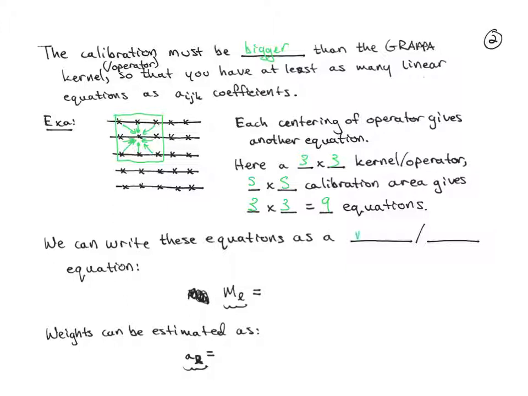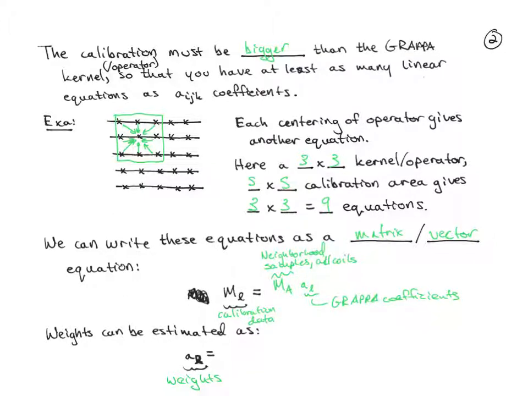We can write these equations as a matrix-vector equation, right? It's a linear system of equations, so we can write it in matrix-vector form, where the calibration data, M sub L, is equal to the neighborhood samples, collected across all coils, times the GRAPPA coefficients that we're trying to solve for, A sub L. Again, in this system the calibration data and the neighborhood samples are known, and we're trying to figure out what weights, when multiplied by the samples in the neighborhood, give us the calibration data.